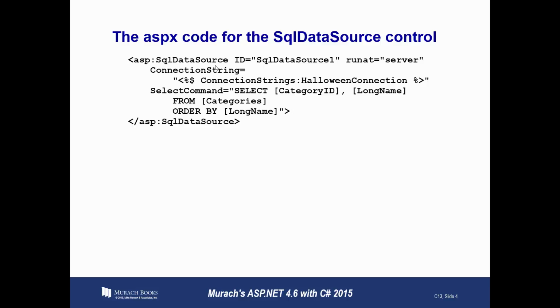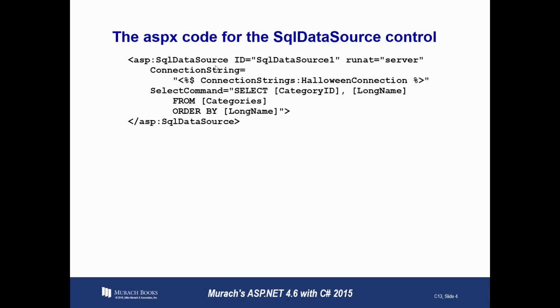Then afterwards, we've got connection string equals, and you'll notice there's a connection string there that's inside of double quotes, and it's inside of a less than sign, percent sign, dollar sign, and it ends with a percent sign, greater than sign. In most cases, you're going to use that kind of syntax because, again, that will make sure that your connection string is saved in the web.config file. And we'll talk about that a little bit more, okay, in just a couple minutes.